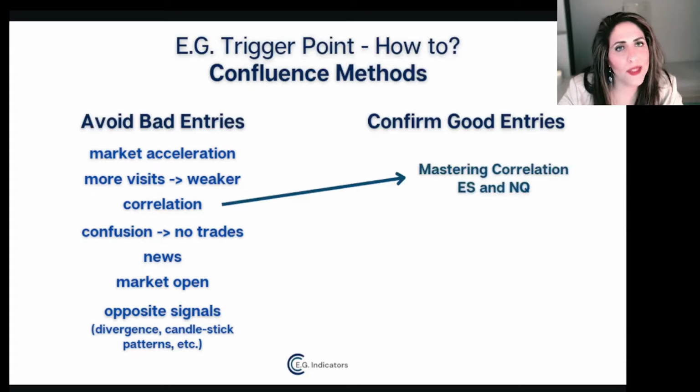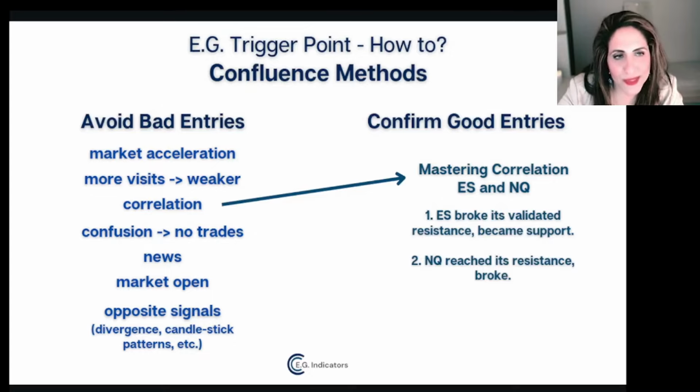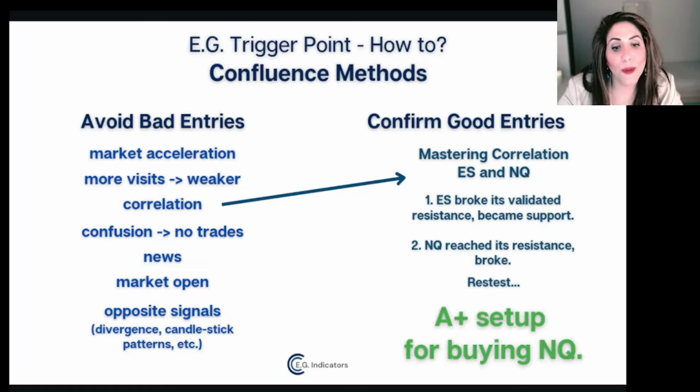Okay, so how to confirm good entries? Let's take the correlation case. ES broke its resistance and became support, so avoiding shorting NQ, but then NQ breaks its resistance, retests it. So both agree at this point, I will buy NQ. Okay, so when they disagree, I avoid the trades, and when they agree, this is an A plus setup for me to buy NQ.